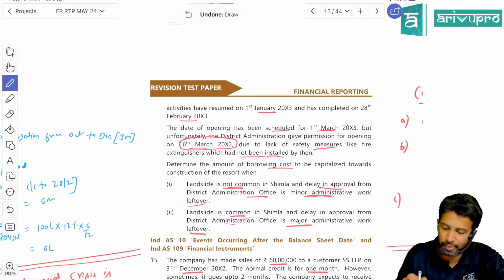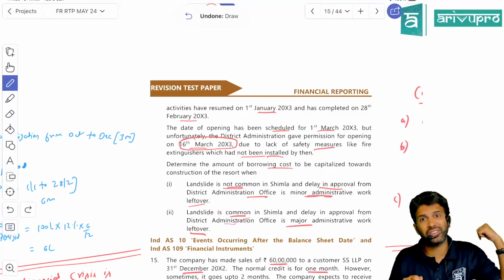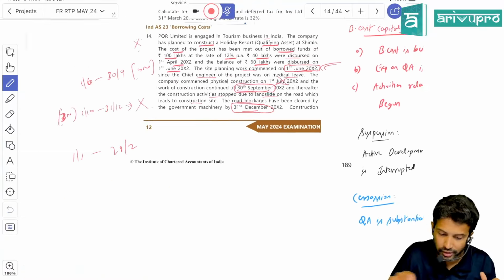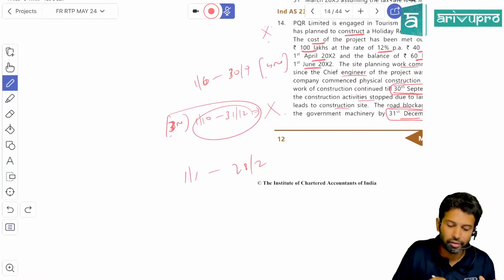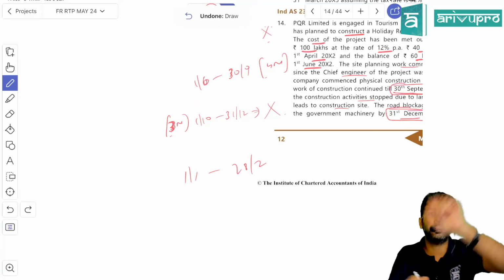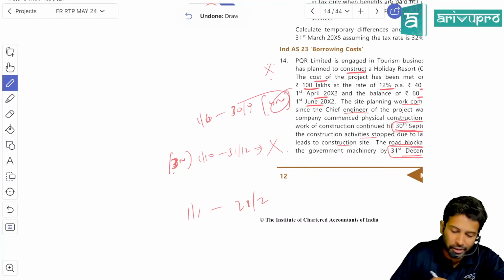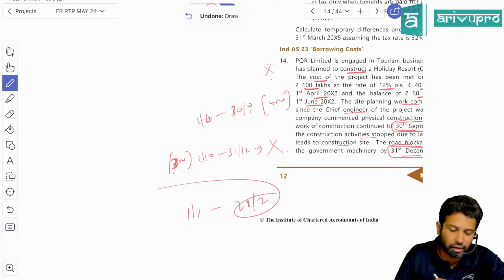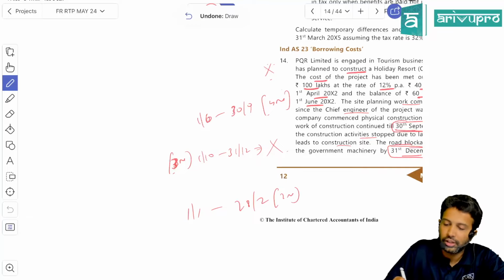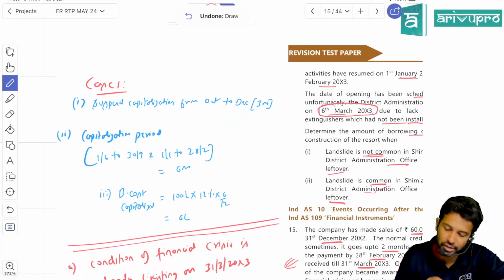Okay. So first case, what are they saying? Landslide is not common. So if landslide is not common, then you have stopped the work from October to December here. Okay, that becomes an abnormal event. So can you capitalize this? No, this period's borrowing cost will not be capitalized but transferred to P&L. That means what is the capitalization period from June to September? 4 months. Then again work started from January and went on till February. That means how many months? 2 months. This 4 months, this 2 months. Totally you will capitalize only 6 months of borrowing cost. That's what I've written over here.